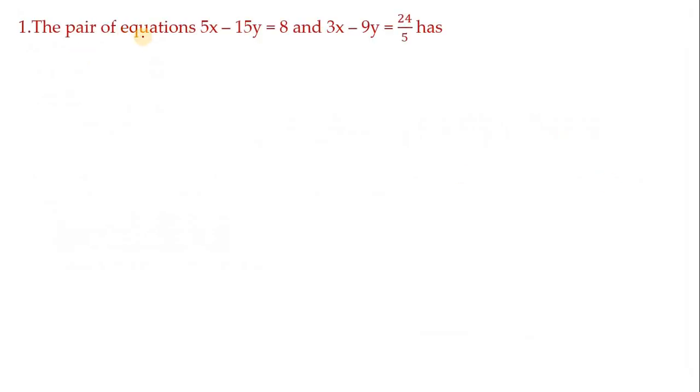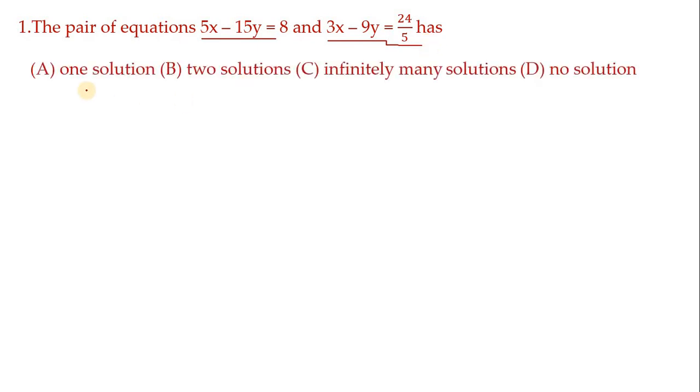Now let us move on to the question section, children. The pair of equations 5x minus 15y equals 8 and 3x minus 9y equals 24 by 5 has: first option, one solution; second, two solutions; third, infinitely many solutions; and fourth, no solutions.